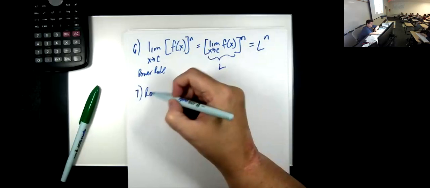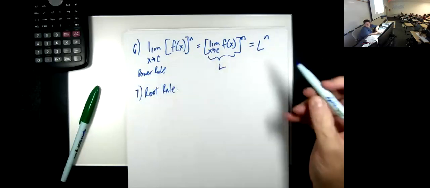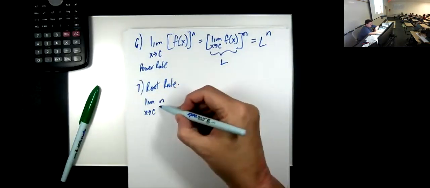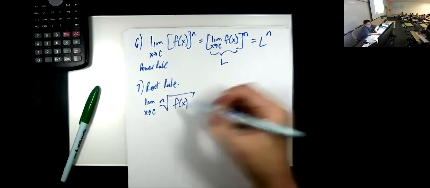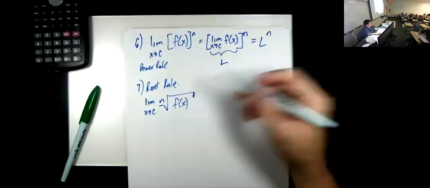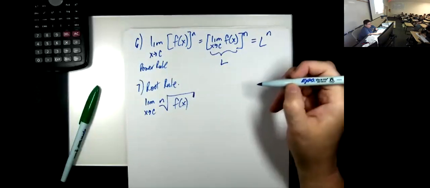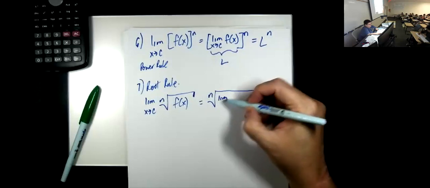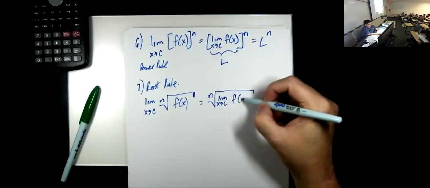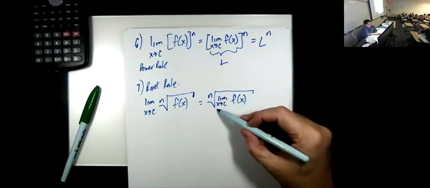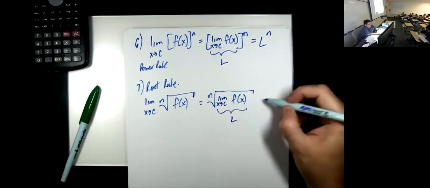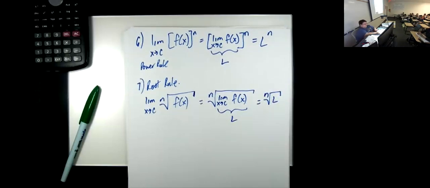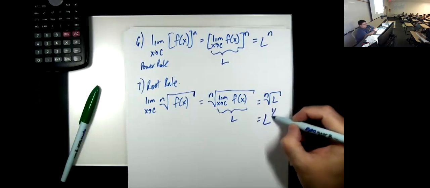And then the root rule has something similar. The limit as x approaches c of the nth root of f of x. When I draw a radical sign, I bring a tail down to show where the radical ends. I think it's easier to read. I can move the limit inside. This value is L, so this is the nth root of L. Or L to the 1 over n.